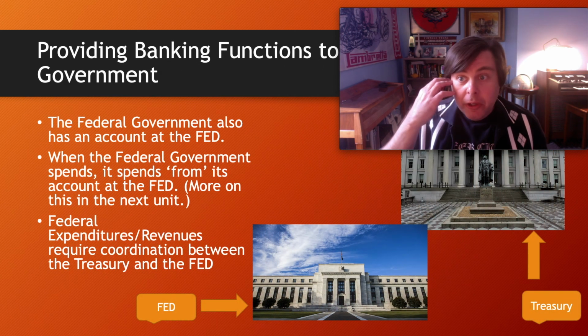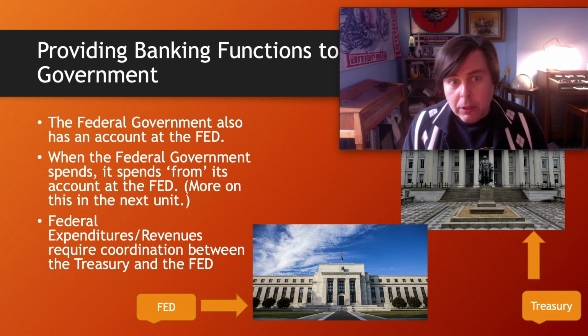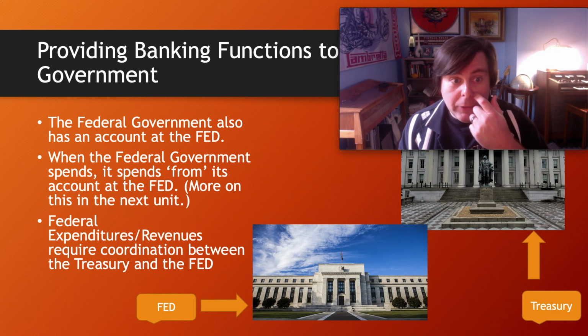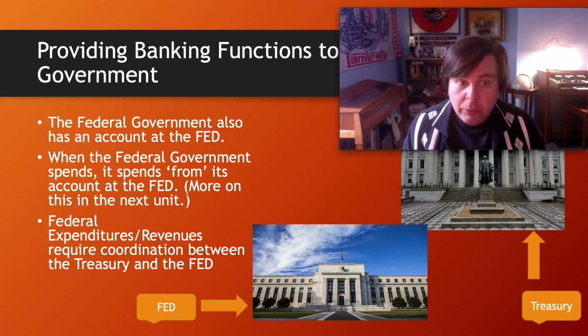Okay, so the federal government also has an account at the Fed, as was implied in the last video. So the federal government, the U.S. government in this case, where do they bank? They bank at the Federal Reserve, or the central bank of the United States. When the federal government spends, it spends money from its account at the Fed.